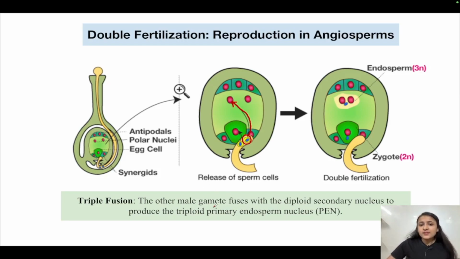Now, when this male gamete fuses with these two polar nuclei, they will already have fused to form a diploid secondary nucleus. Even if initially they are present as two separate nuclei, they would have eventually fused together to form a diploid secondary nucleus before the second male gamete reaches them. So, when the second male gamete reaches them, they form this triploid primary endosperm nucleus, which is also known as PEN in its short form. Why triploid? Because its ploidy level is 3N.